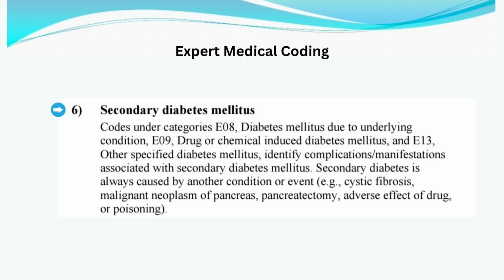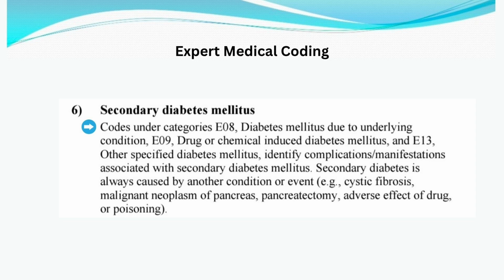Secondary diabetes mellitus. Codes under category E08 diabetes mellitus due to underlying condition, E09 drug or chemical induced diabetes mellitus, and E13 other specified diabetes mellitus identify complications, manifestations associated with secondary diabetes mellitus. Secondary diabetes is always caused by another condition or event. Example, cystic fibrosis, malignant neoplasm of pancreas, pancreatectomy, and adverse effects of drug or poisoning.